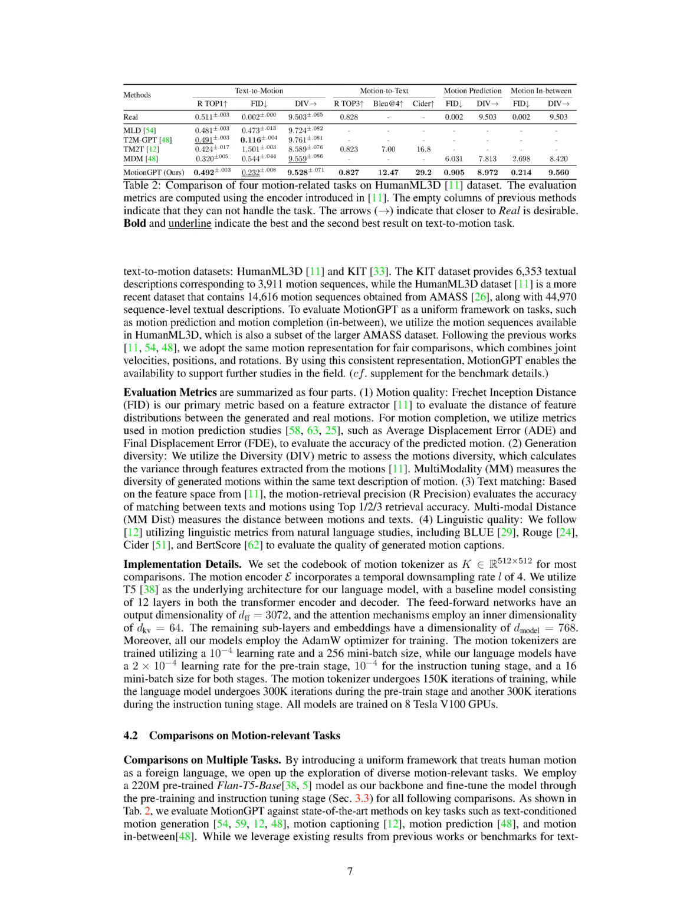Evaluation metrics. We evaluated our model using 4 types of metrics. 1. For motion quality, we use the Fréchet inception distance, FID, to measure the difference between the feature distributions of the generated and real motions. When completing motion, we used average displacement error, ADE, and final displacement error, FDE, to evaluate how accurate the predicted motion was. 2. For generation diversity, we use the diversity, DIV, metric to assess the variance in the features extracted from the motions. Multimodality, MM, measures how diverse the generated motions are from the same text description.